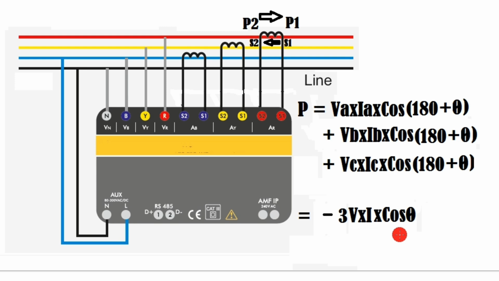So in case the current is flowing from P2 to P1 direction, or the bus is taking power from the feeder, the wattmeter reading will be negative, and it will be minus 3 into V into I into cos theta.